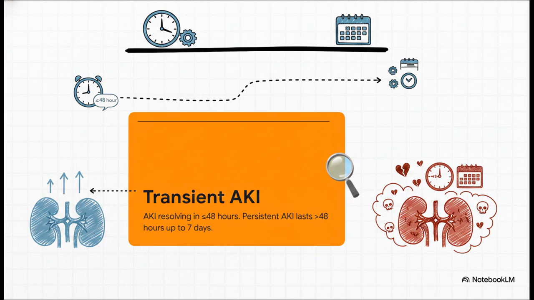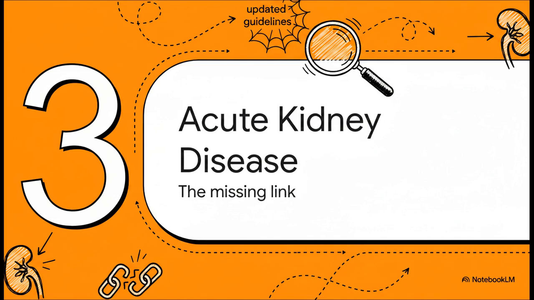We've also got a definitive line in the sand now, a strict 48-hour cutoff. This clearly separates a transient reversal from persistent, much higher risk AKI. If the drop in kidney function bounces back within 48 hours, okay, it's transient. But if it drags on past 48 hours and up to 7 days, it's persistent. And this is so vital because persistent AKI is directly tied to significantly higher rates of chronic kidney disease and mortality down the line.